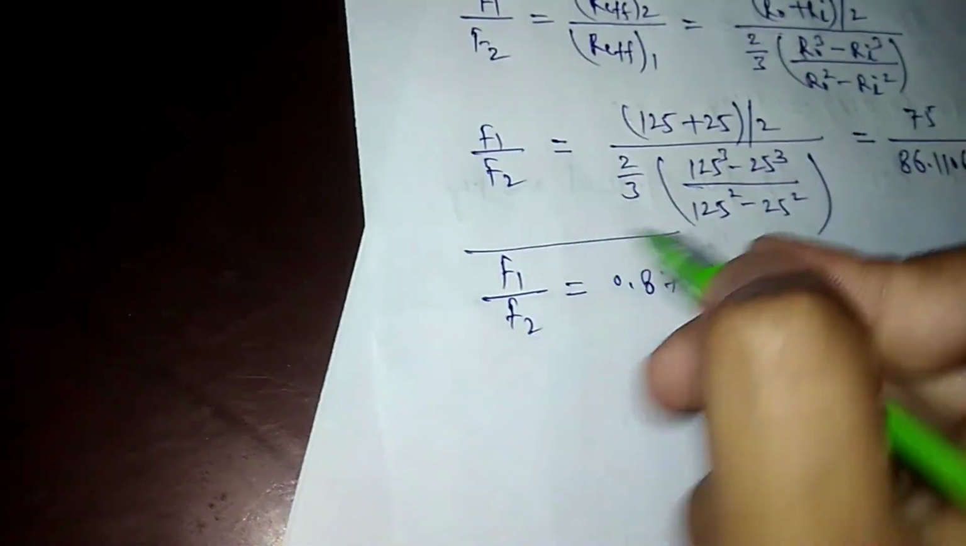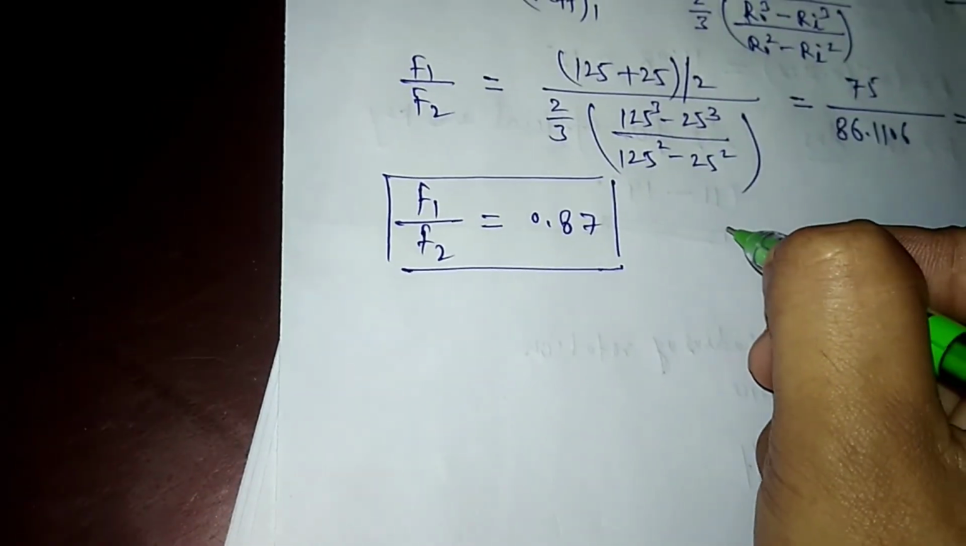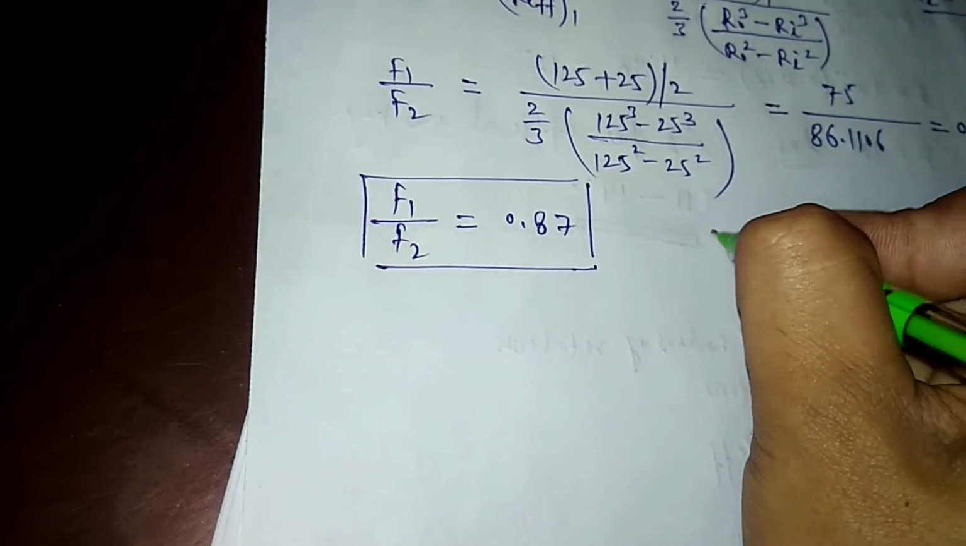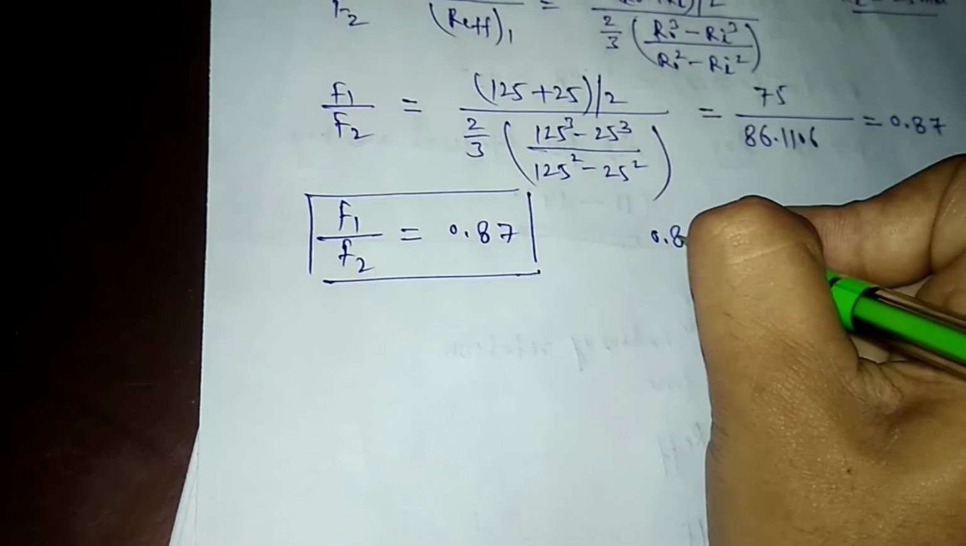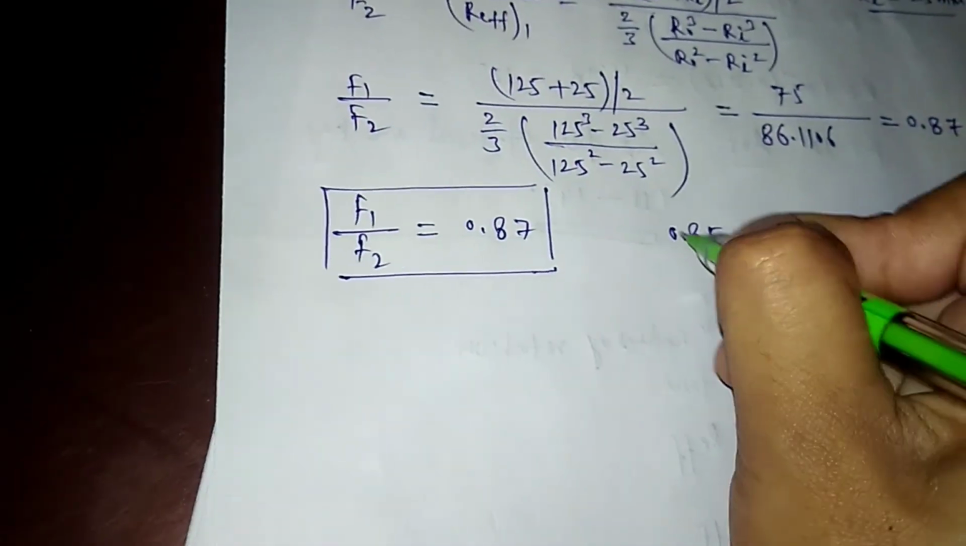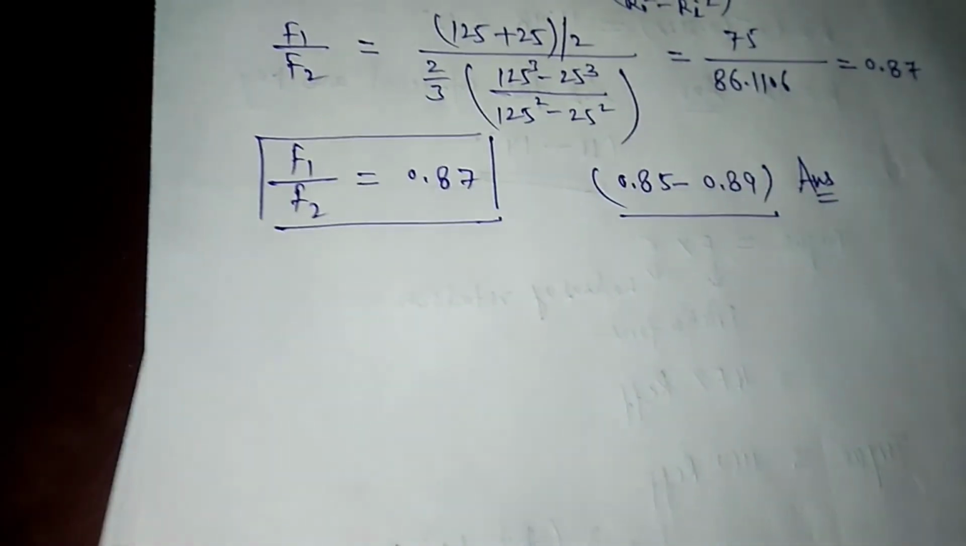So we have calculated the ratio F1 to F2 is 0.87. So this is our answer, and GATE has given the answer of this question as 0.852 to 0.89. So our answer is a correct answer. Thank you very much.